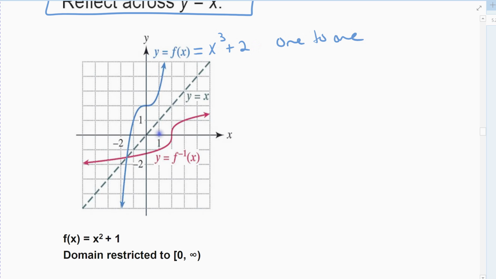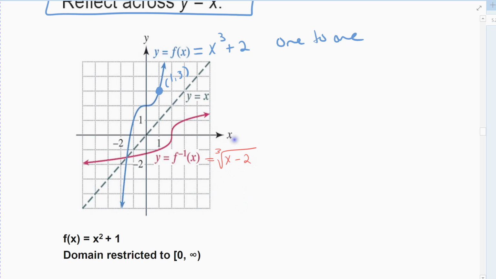And if you'll notice here, if I pick a point on this line, so this would be the point (1, 3), it is reflected over on my inverse function. The inverse function would be the cube root of x minus 2, in case you're curious, and we'll explain how we get those later on.